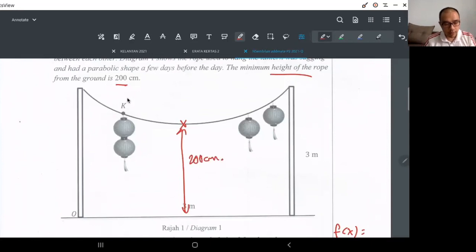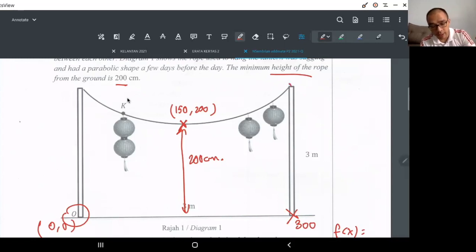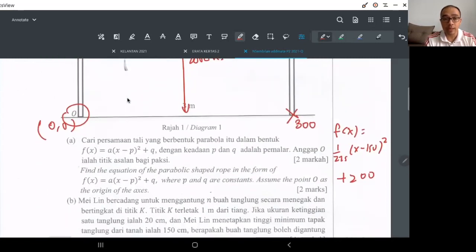If this is the origin, which is 0, 0, and this whole thing is 3 meters, which is 300 centimeters, we know that this is 300. So we can say that this coordinate here is 150 and 200. On top over here, this coordinate is 300 and 300. This is usual. And this one will be 0 and 300.